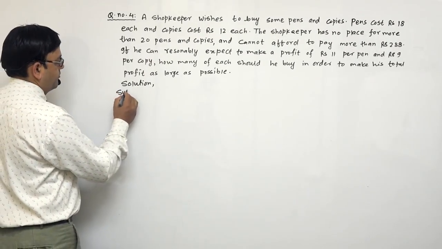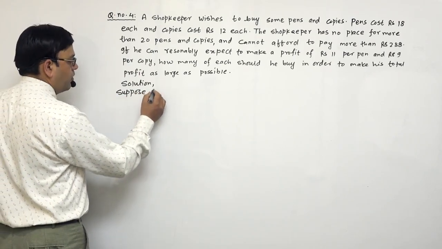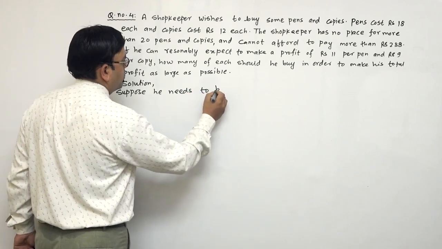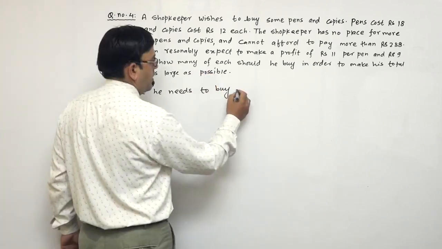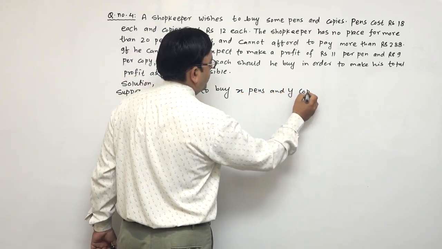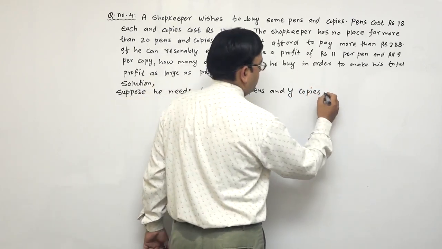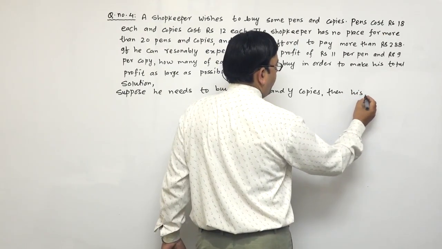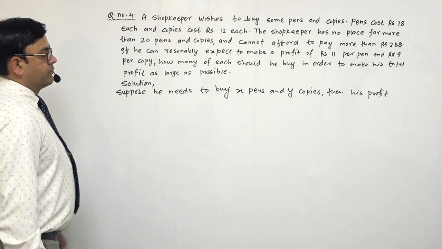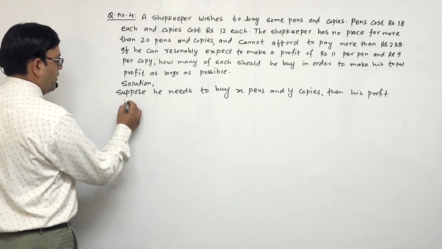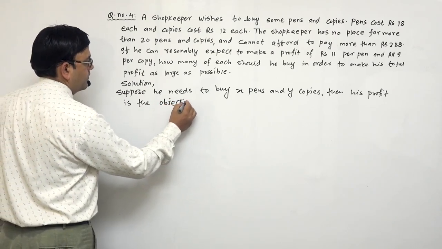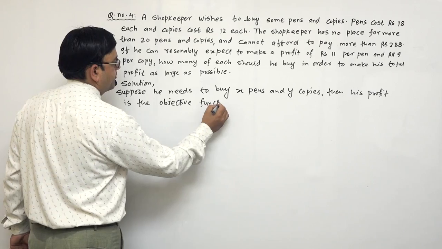Suppose he needs to buy x pens and y copies respectively. His profit is the objective function.